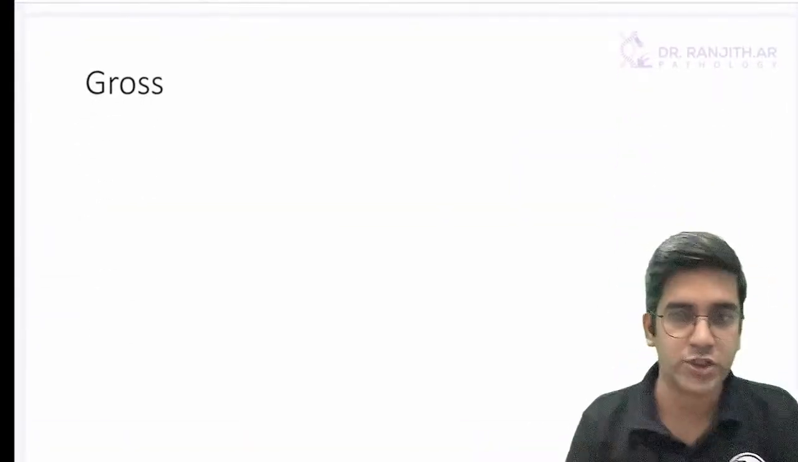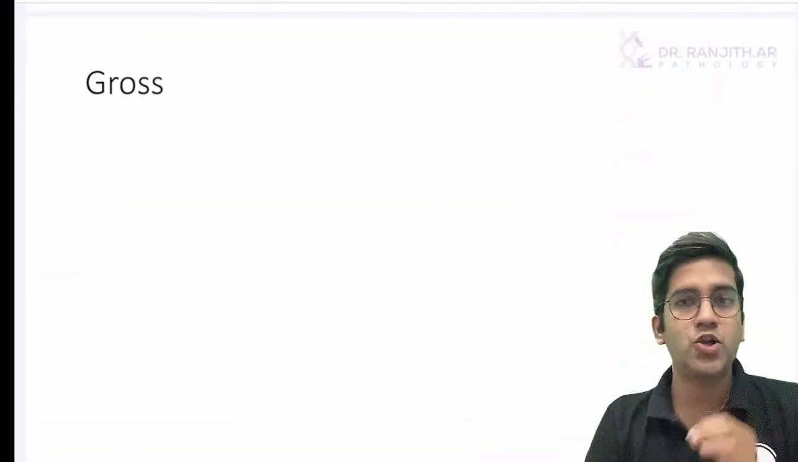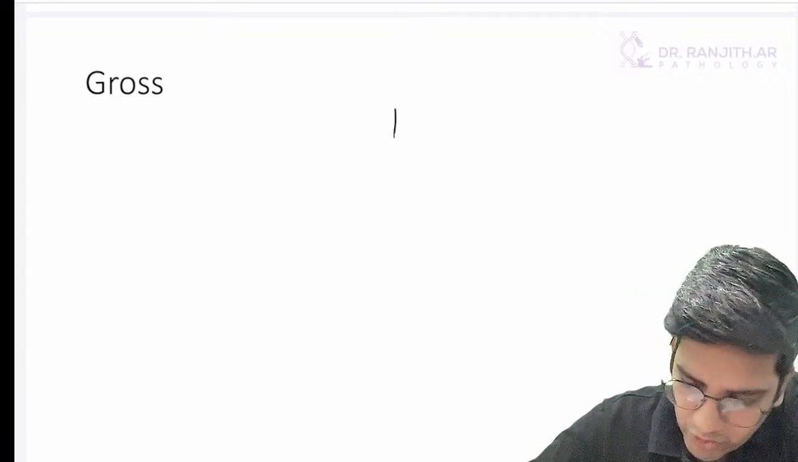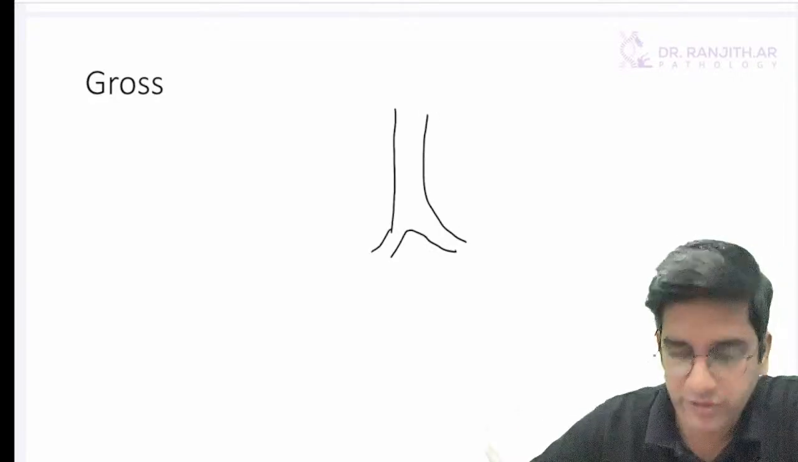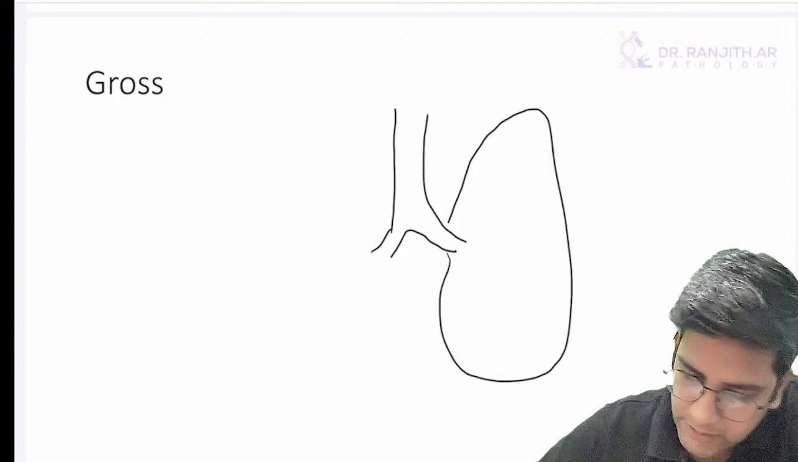Perfect. Let's go to gross. For gross, draw a diagram. It's much easier to draw a diagram and explain. In the same diagram, you can explain almost everything, fine? Just draw a diagram. Put a bronchus. I want you to draw both the lungs. I'll tell you the reason to draw both the lungs.